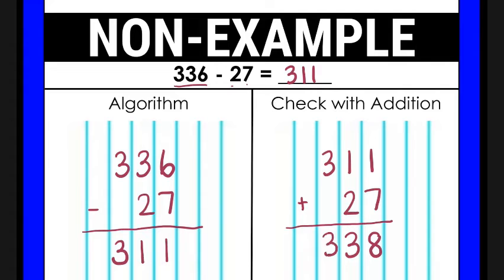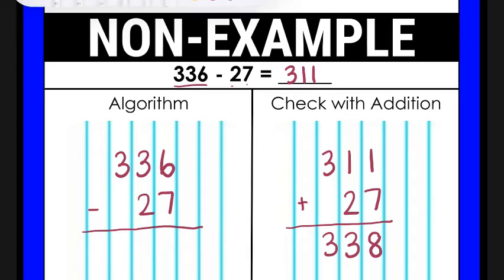What I actually did in my head was I did 7 minus 6. But that's not my problem. My problem is 6 minus 7. And 6 minus 7 does not equal 1. So I need to go back and fix that. So I'm going to go ahead and erase my answer down here.